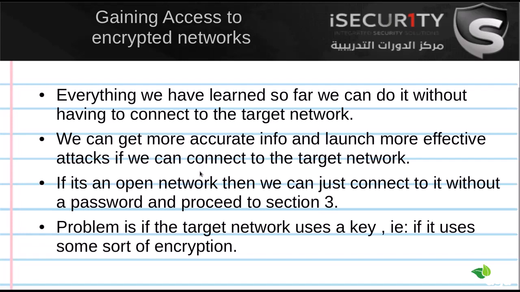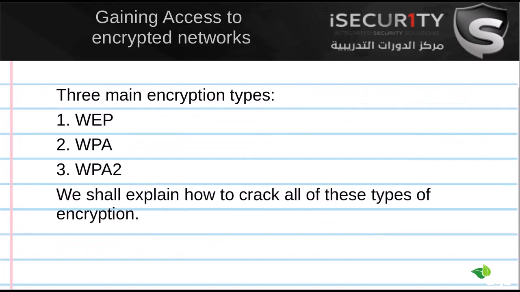So that's the motivation for this part of this course, to get the key for the target network so that we can decrypt its packets. Further than that, we'll be able to connect to the target network after we get its key, and then we'll be able to launch more powerful attacks, and we'll be able to gather more specific information about the clients and about the access point. So in this section, we're going to talk about getting the key for different types of encryption. The most famous encryptions we have are WEP, WPA, and WPA2.